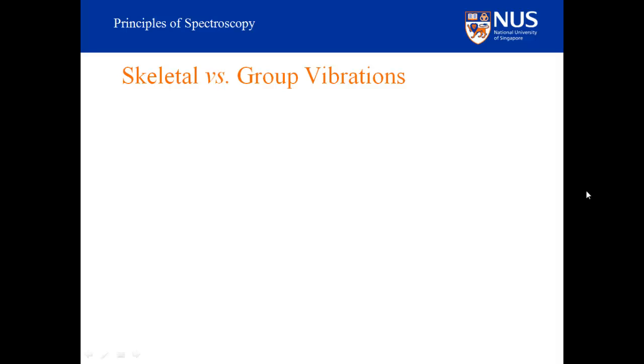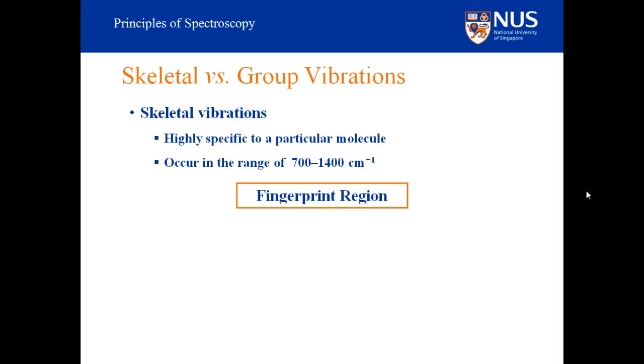So let's compare the skeletal and group vibrations. What are they good for? Well, for the skeletal vibrations, because of the manner in which the bends and stretches couple together, they are highly specific to the type of molecule. They occur in a range somewhere between 700 and 1400 wave numbers. And this part of the infrared spectrum is what is known as the fingerprint region. The structure in the fingerprint region can be used to unambiguously identify the molecule itself. I'll give an example of that in just a second.